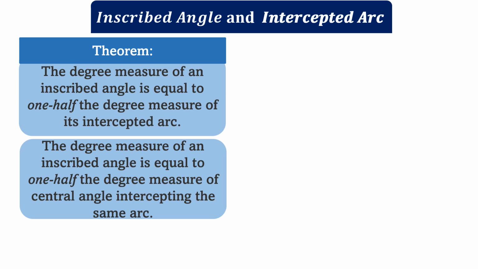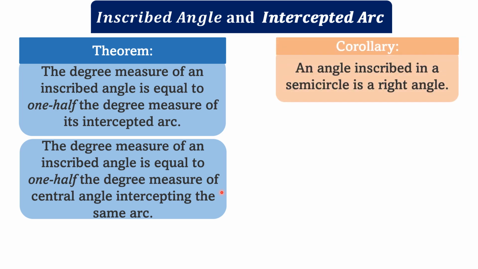Theorem: the degree measure of an inscribed angle is equal to 1/2 the degree measure of its intercepted arc, and the degree measure of an inscribed angle is equal to 1/2 the degree measure of the central angle intercepting the same arc. It follows also that an angle inscribed in a semicircle is a right angle.